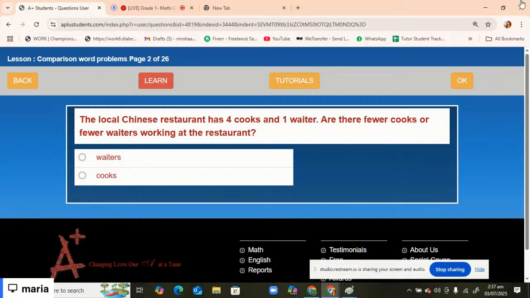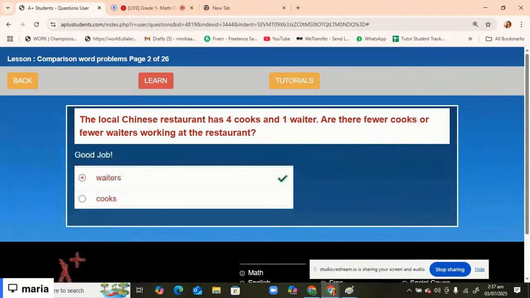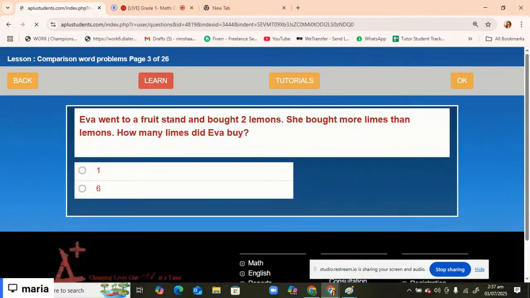These are waiters, okay? Waiters are the fewer number here. Why? Because cooks are 4 and waiter is only 1. Okay? So there is option 1. It's not option 2. Everyone correct this, okay?